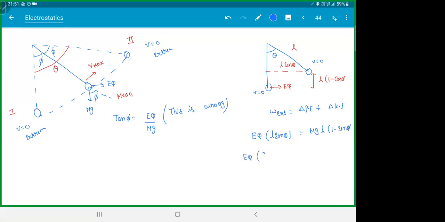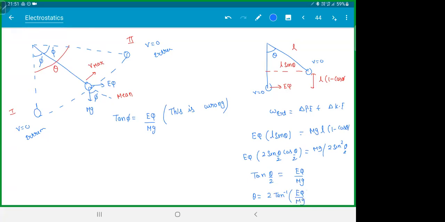Sin theta can be written as 2 sin theta by 2 cos theta by 2. 1 minus cos theta can be written as 2 sin square theta by 2. This turns out to be tan theta by 2 equal to EQ by mg. So theta will be 2 times tan inverse EQ by mg.